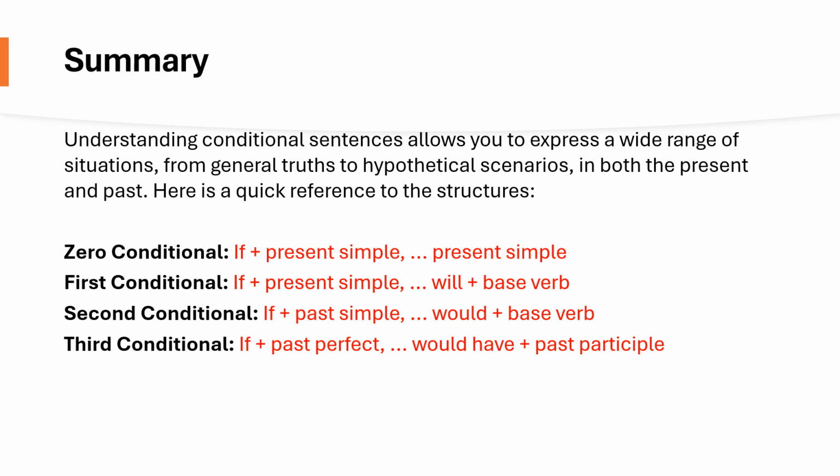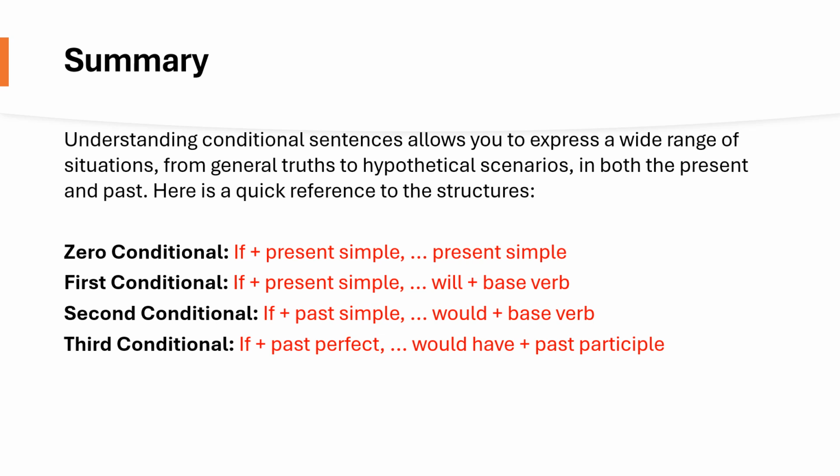Understanding conditional sentences allows you to express a wide range of situations from general truths to hypothetical scenarios in both present and past. Here is a quick reference to the structure. Zero conditional, if plus present simple in the dependent clause and present simple in the independent clause. First conditional, if plus present simple in the dependent clause and will plus base form of the verb in the independent clause.